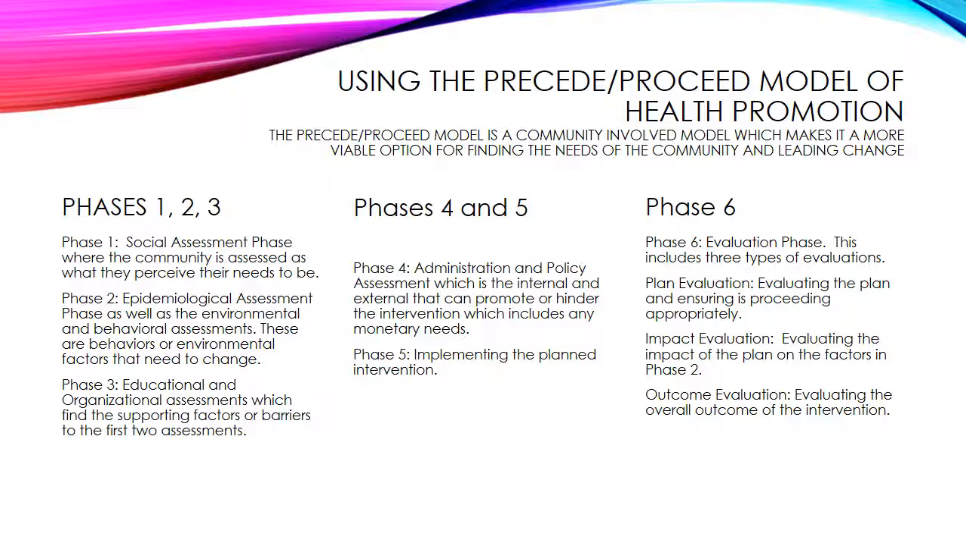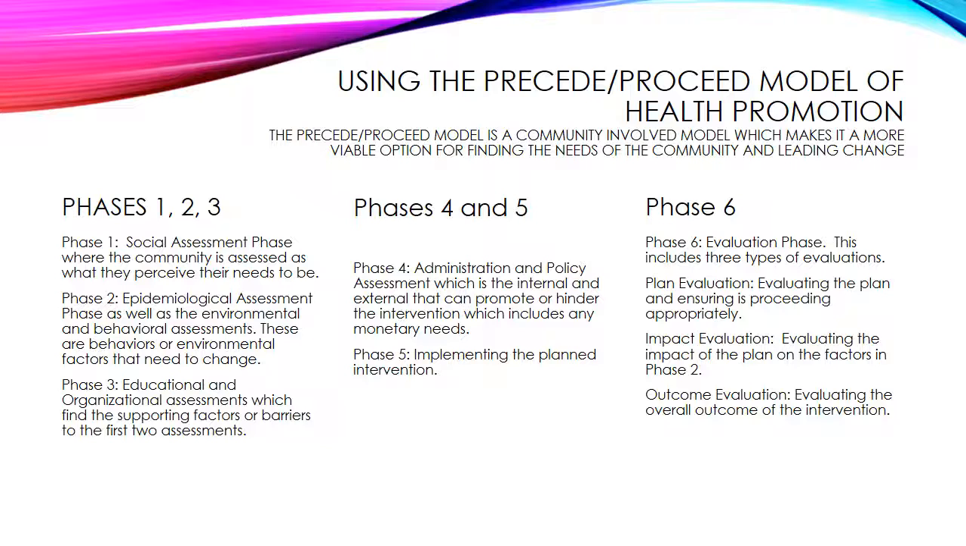Phase 1 is a social assessment phase, where the community is assessed as to what they perceive their needs to be. Phase 2 is the epidemiological phase, as well as the environmental and behavioral assessment phases. These are behaviors or environmental factors that need to change. Phase 3 is the educational and organizational assessments, which find the supporting factors or barriers to the first two assessment phases.